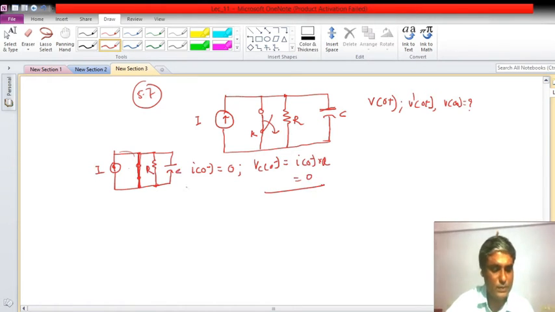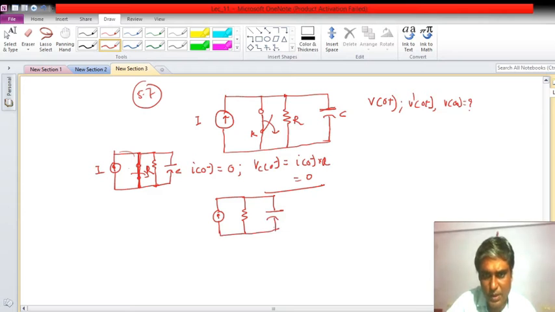Fine. Now let us throw the switch. If I throw the switch, how does the circuit look? It will be simply R and C, an RC network. So now it will be I U of t, R and C. Now what will be VC of 0 positive? It satisfies the law of continuity, so VC of 0 positive is also 0, which is VC of 0 negative.